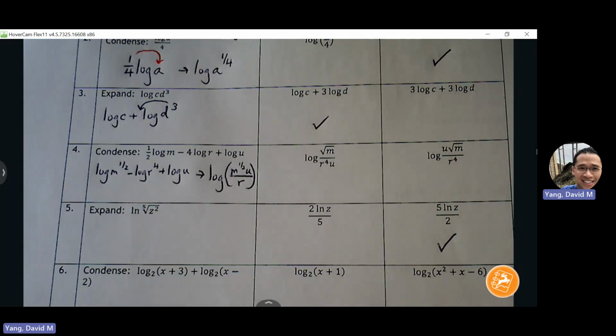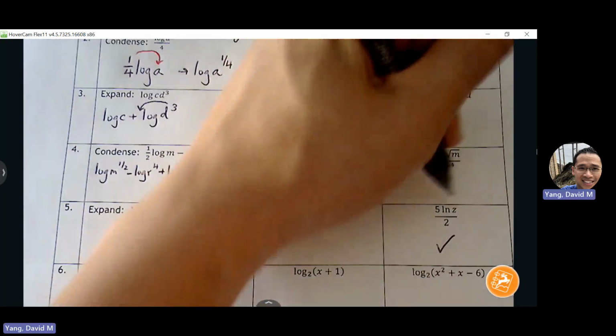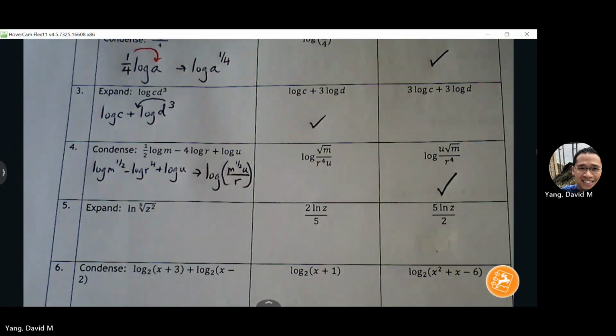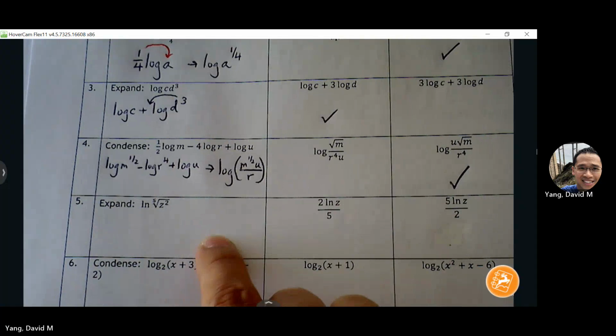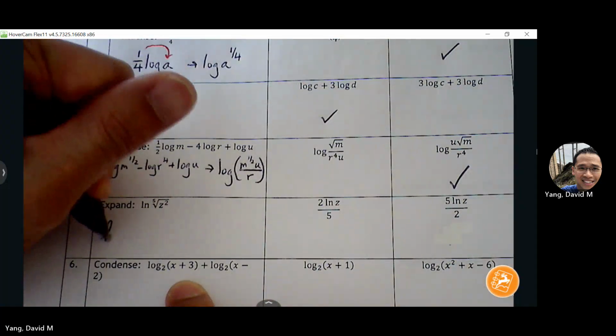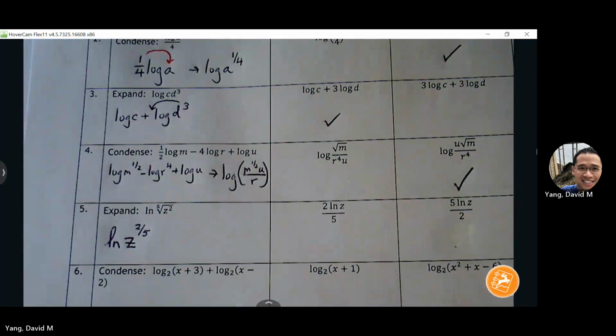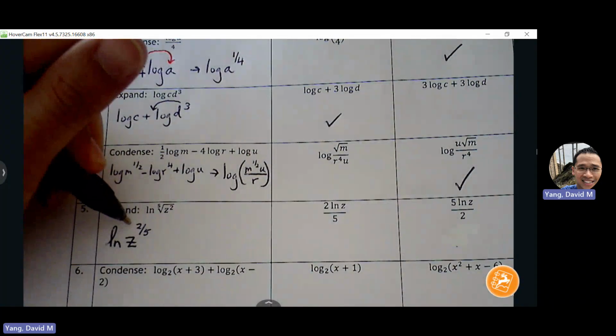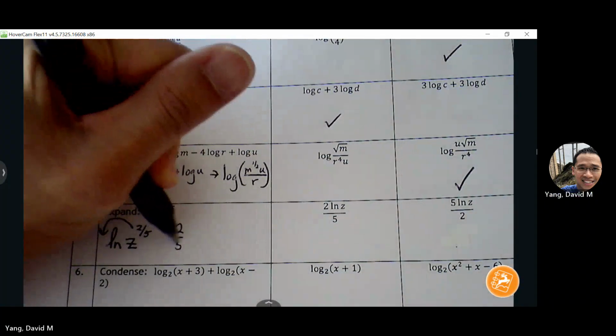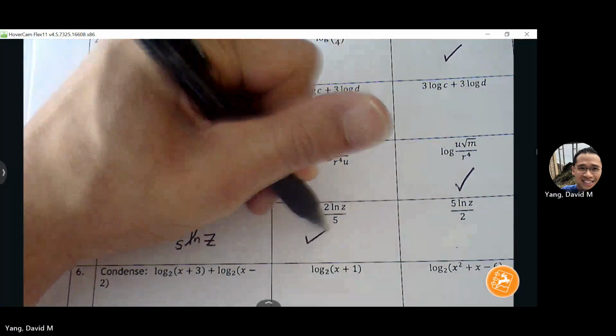Expand. Expand means bring all the exponents down. Okay, the 1/5 root of z squared is the same thing as z to the 2/5. Bring that 2/5 down in front. Same thing as putting that 5 in the denominator.